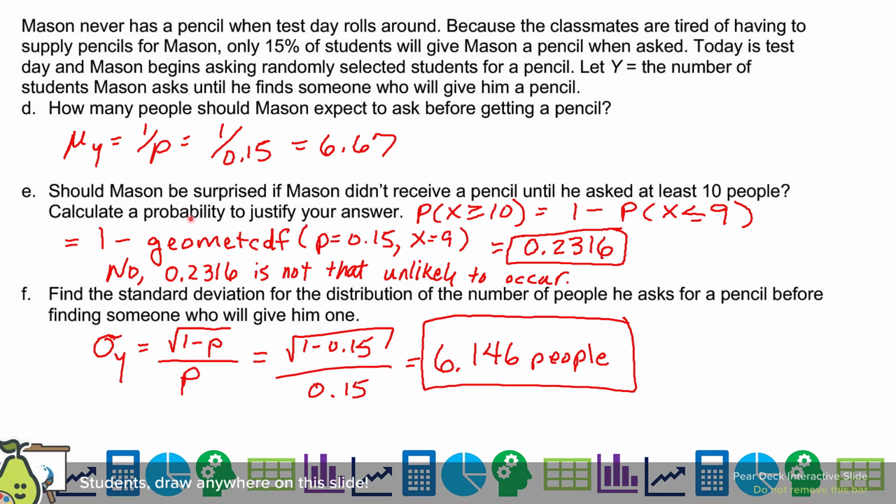Okay. Part D, how many people should Mason expect to ask before getting a pencil? We use the expected value as 1 over p. 1 over 0.15 is 6.67.